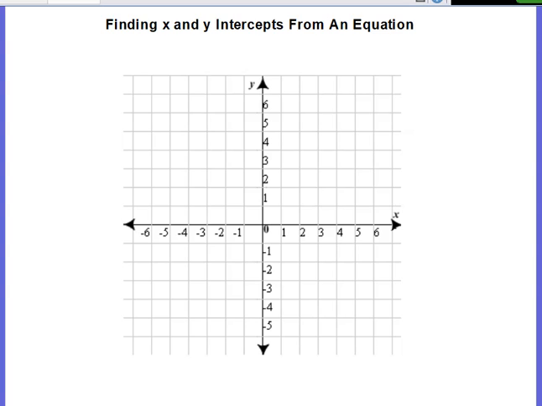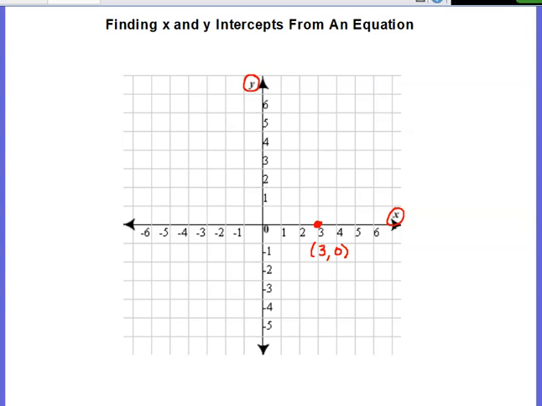We're going to be looking at finding the x and y intercepts from an equation. So I'm going to do a quick review. We had already talked about, let's just say, here's my y-axis, here's your x-axis. And so if I'm looking at my x-intercept, it's going to be somewhere on this line. So I'm just going to pick a point. Let's make it right there. And that point is (3, 0).